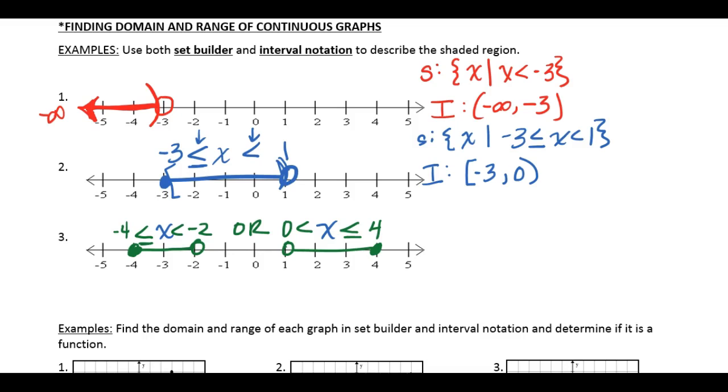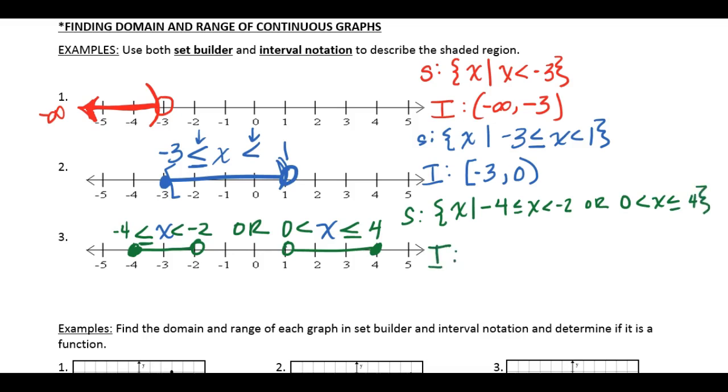All right? So the way you would put this in set notation looks like this. Curly bracket, x such that, and then we list these two inequalities that we just wrote. We would say -4 less than or equal to x less than -2, or 0 less than x less than or equal to 4, and then close your bracket.